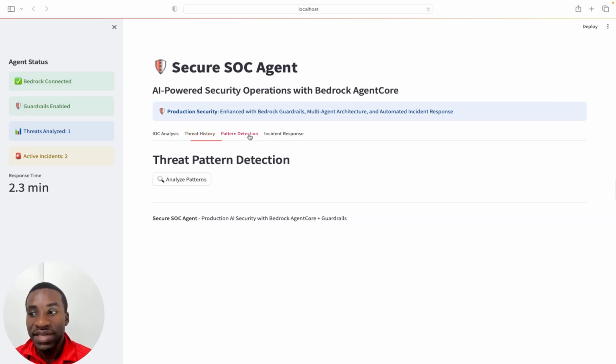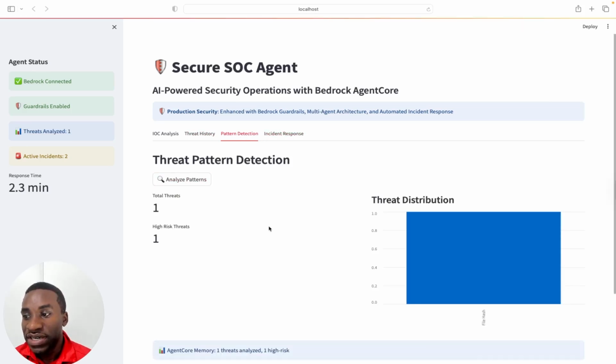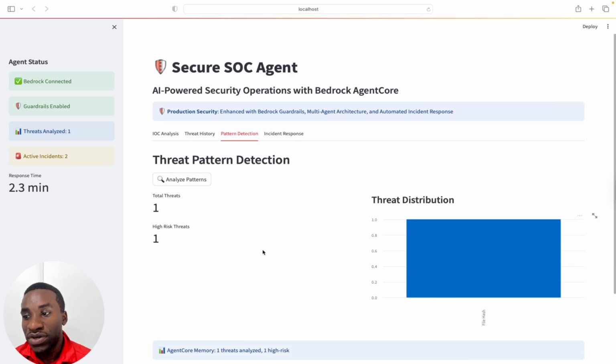Now let's take a look at pattern detection. You can see that the pattern detection is going to show us the total threats, high threats, and some form of distribution. So if we have many samples here, you're going to have a distribution of the nature of your threats, and you can carry on with your analysis using this pattern detection.